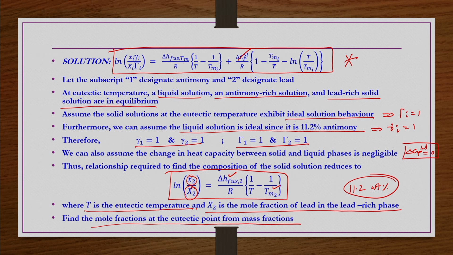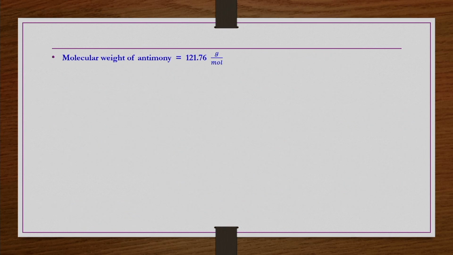So that weight fraction basis we can use, but these are given in weight fractions, so we have to convert them into mole fractions. So how can we do that? We need the molecular weight information about these components, so that we can get from reference books. The molecular weight of antimony is not given, so from the reference book we can take 121.76 gram per mole, and the molecular weight of lead is 207.2 gram per mole.